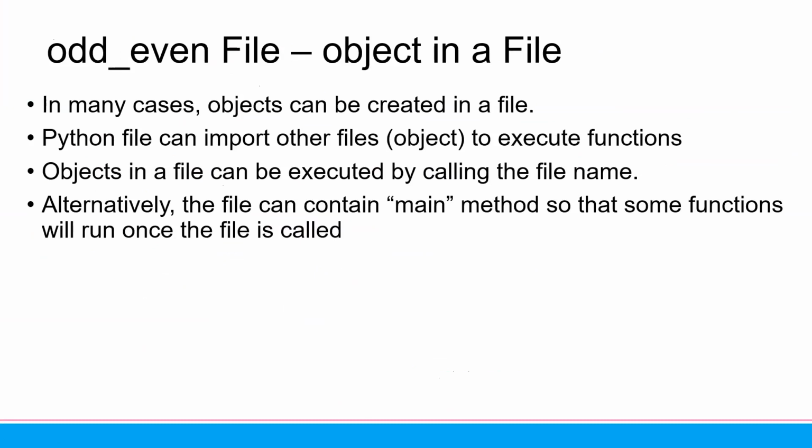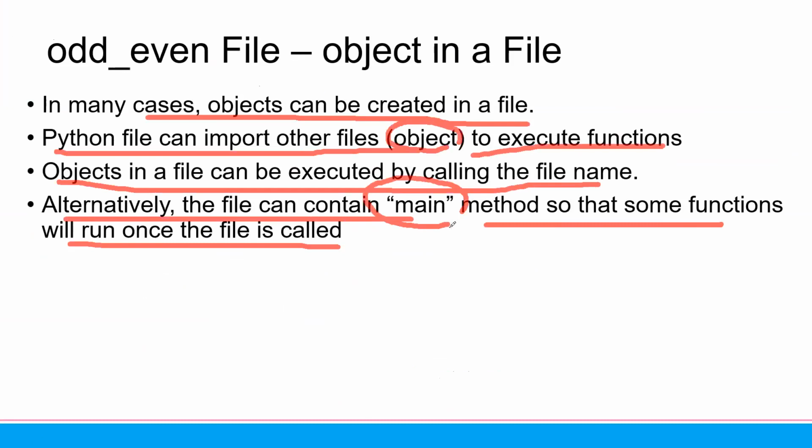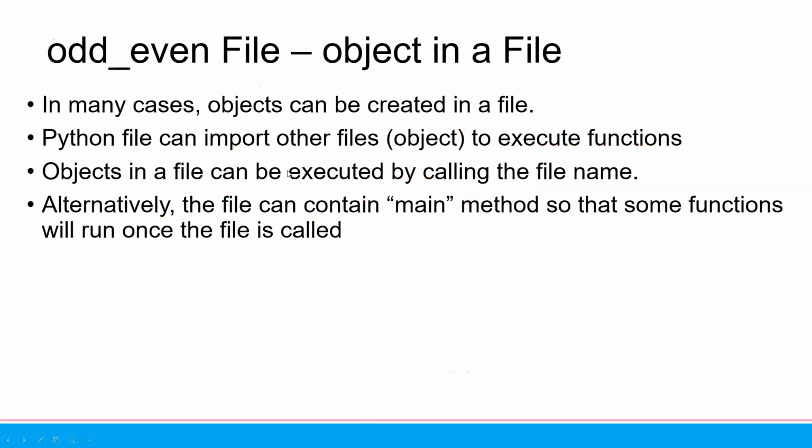In Python, you can make the object from a file. So let's suppose I have a file and I want to make an object in a file. So in many cases, objects can be created in a file, and a Python file can import other files, or we can say we can import the object to execute functions. Objects in a file can be executed by calling the file name. Alternatively, the file can contain a main method so that some functions will run once the file is called. So I will not use the main method at this moment. Maybe let's use a different file.